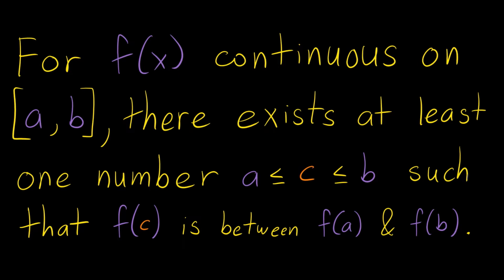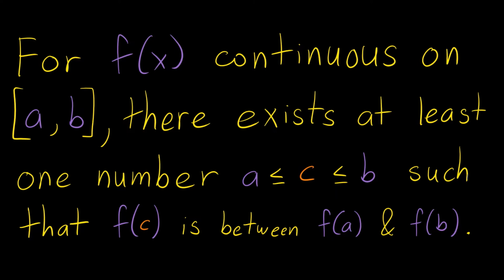And all that tells us is that the function value of f of x at that special x value of x equals c is between the function value of the two endpoints. In essence, all this theorem is telling us is that if we have a continuous function, then it has to pass through every y value between its starting y value and its ending y value.